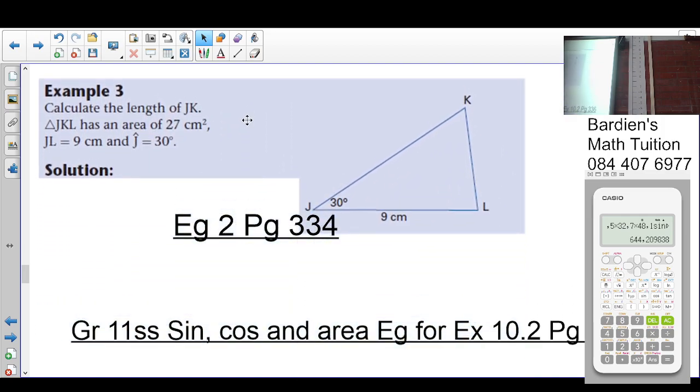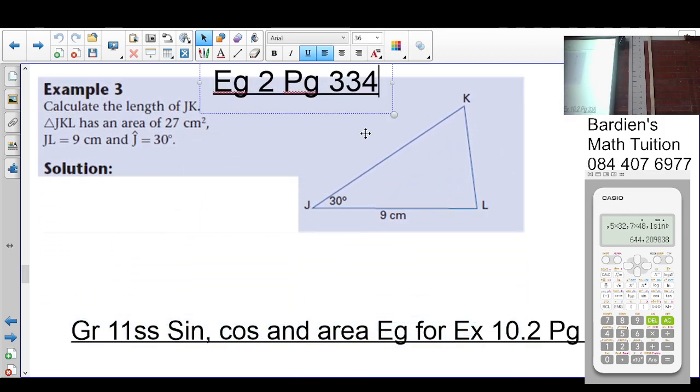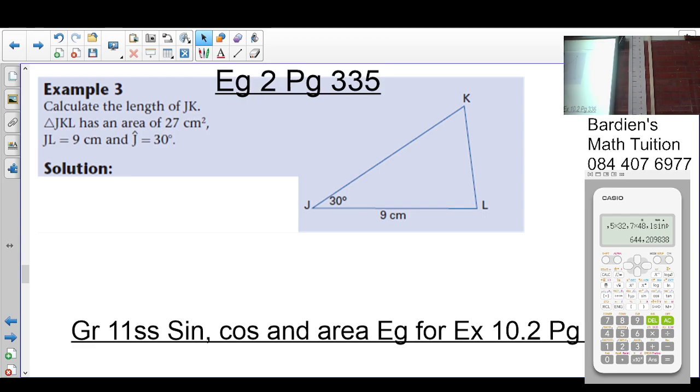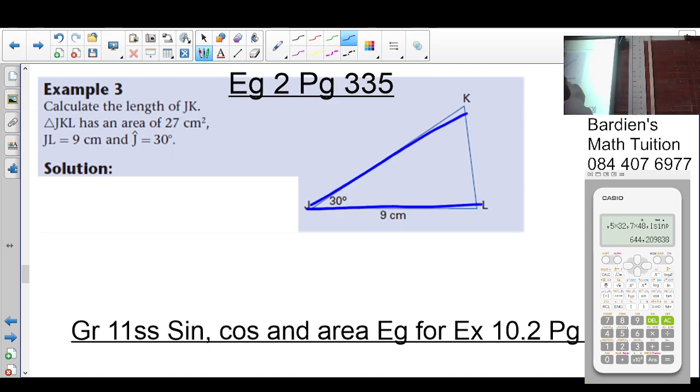Example 3 is on page 335. Here they ask you to calculate a length, so now we work in reverse. Calculate the length of JK. Triangle JKL has an area of 27 centimeters squared. The area of that triangle, given this information here, is the same as the area given that information there, because it's exactly the same triangle. You guys understand?